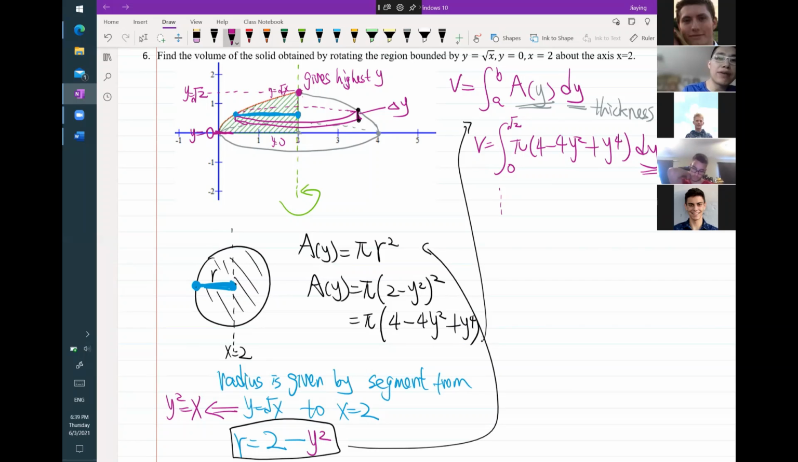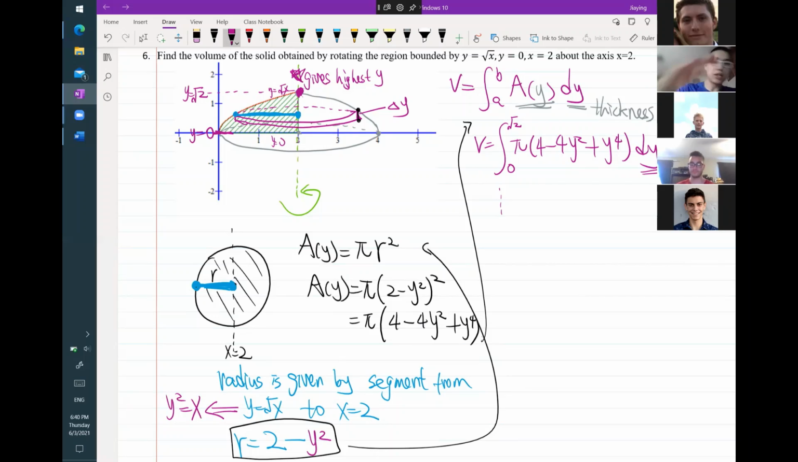But then the highest y value for that shaded region is corresponding to this point that I'm putting a star next to, right? So that point will give me the highest y value. To find that y value from that point, we have to use the function y equals square root of x and x equals 2, because that point has x equals 2. To find the y, we're going to take 2, put it into y equals square root of x. That will give me y equals square root of 2. So that's the highest y value we have for that shaded region.